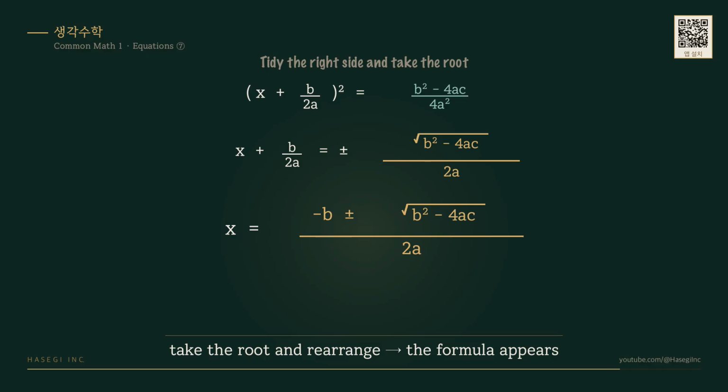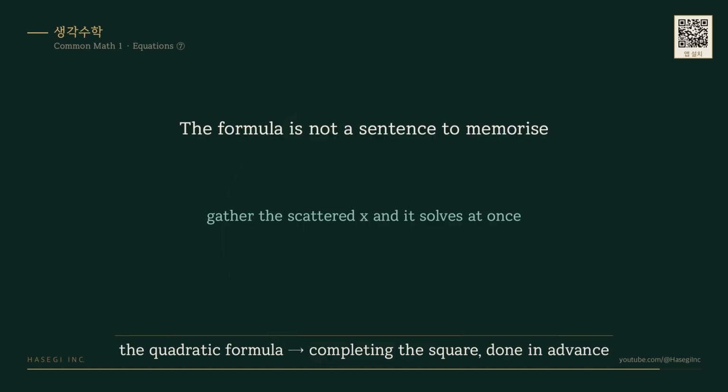The b squared minus 4ac under the root and the 2a in the denominator both arose on their own from completing the square. The quadratic formula is not a sentence to memorize. It is completing the square, done once in advance.